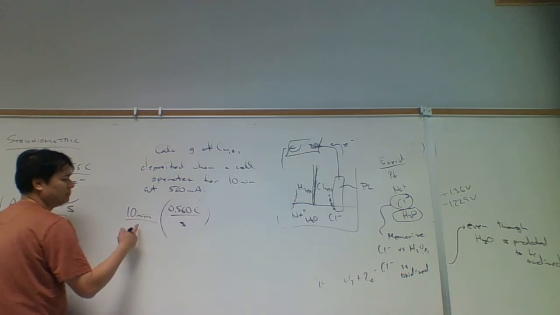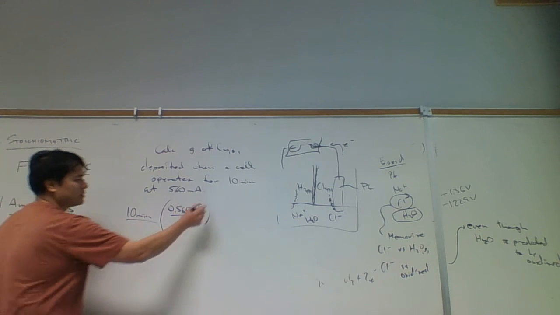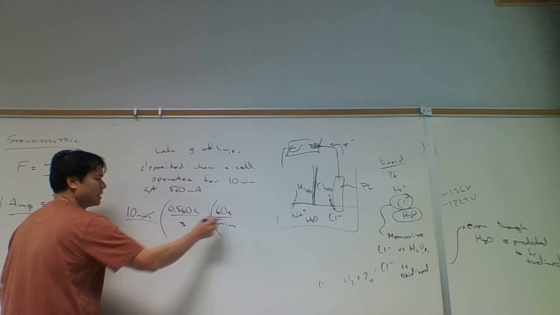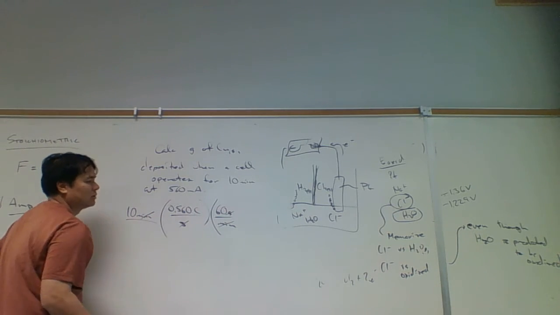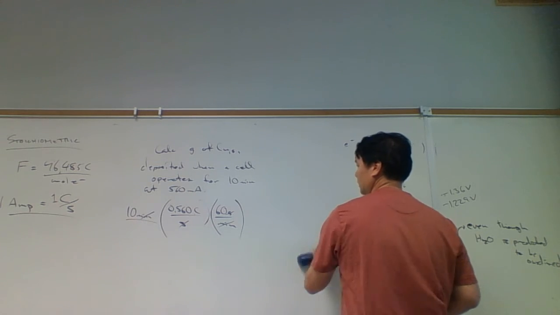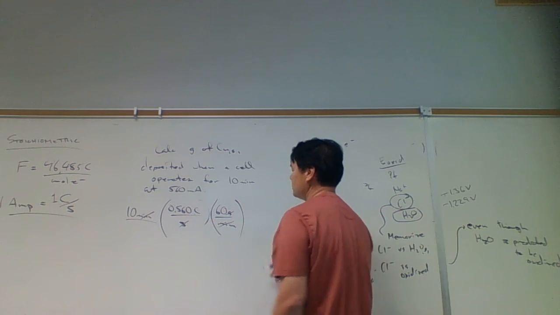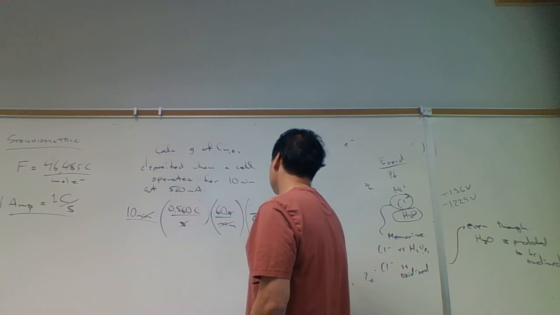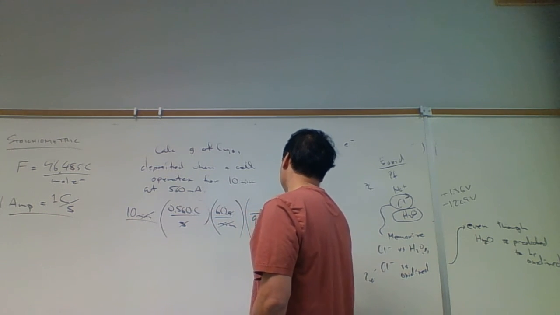And so I have minutes here. I got to convert that into seconds. Sorry. And so there's 60 seconds per minute. So minutes cancel, seconds cancel. That leaves us with coulombs. If I have coulombs of charge, then I know how many coulombs pass through in 10 minutes. Then I can convert that into moles of electrons. 96,485 coulombs per mole of electrons.